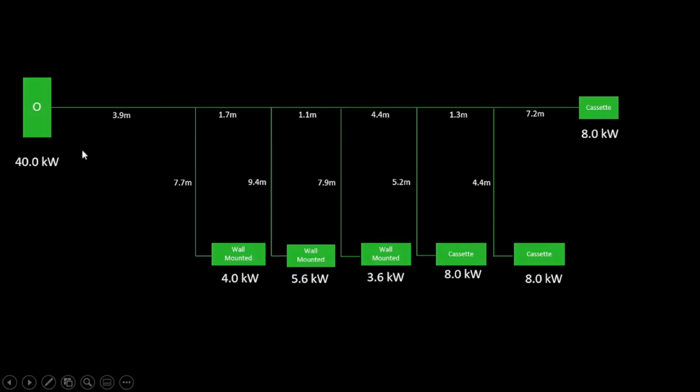This is the tree diagram for the drawing that I showed you earlier. As you can see, it shows how the pipes are routed from the outdoor units to the last indoor units. And it also shows the length of the pipes as you go. So what I'm going to do now is calculate the total indoor units capacity on each branch. So we'll call this branch A, we'll call this B, we'll call this C, D, and E.